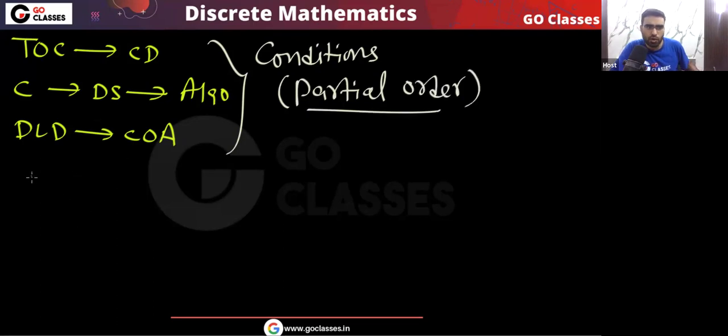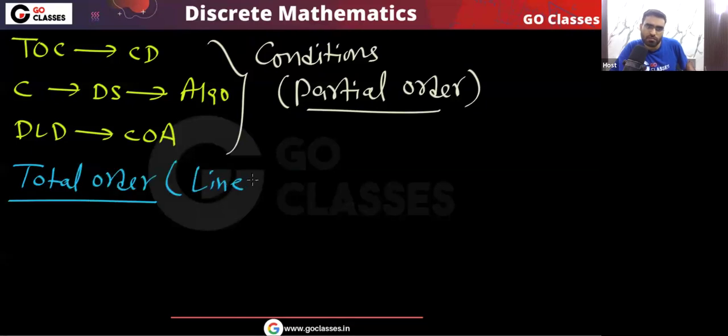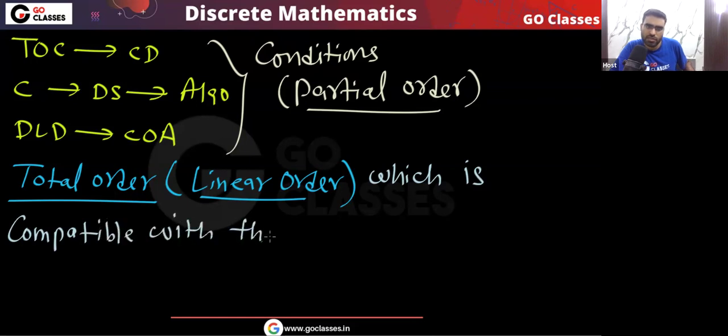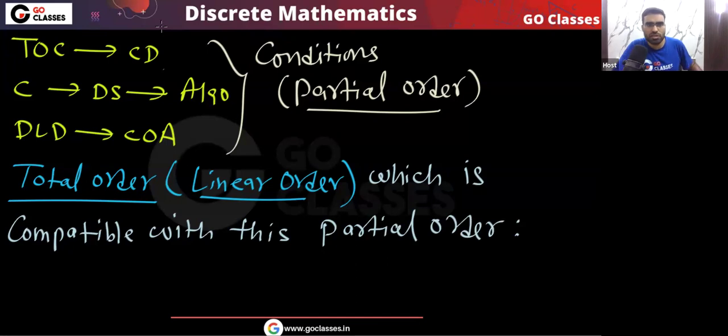Now, I want a total order which will satisfy these conditions. I want a total order which is compatible with this partial order. Total order means linear order. I want a linear order which is compatible with this given partial order. So this is what I need.